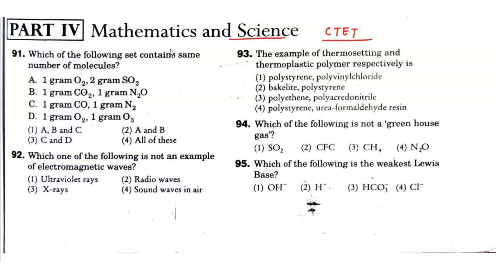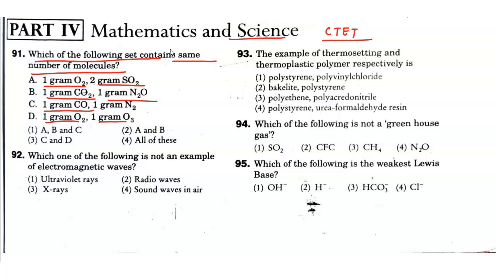First question: which of the following sets contain the same number of molecules? Option first is 1 gram O2, 2 gram SO2, 1 gram CO2, 1 gram NO2, 1 gram CO and 1 gram N2, 1 gram of O2 and 1 gram of O3. We have to choose the correct one.